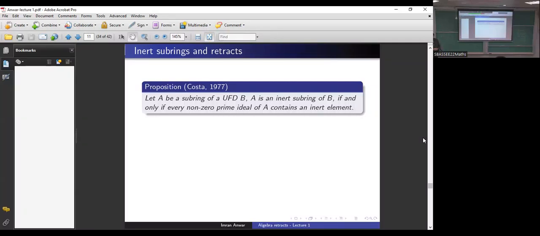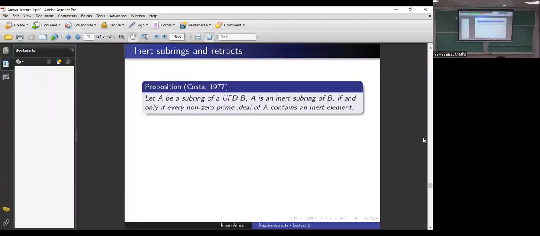Subring. So in the product x, y, one of them shouldn't be one, or it can be. It can be. But the definition is coming from all possibilities. This is a good observation when you are trying to construct an inert element: you have to take all possibilities.